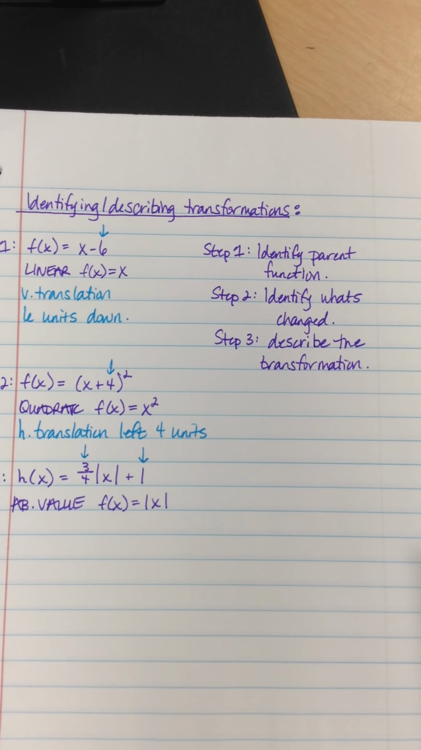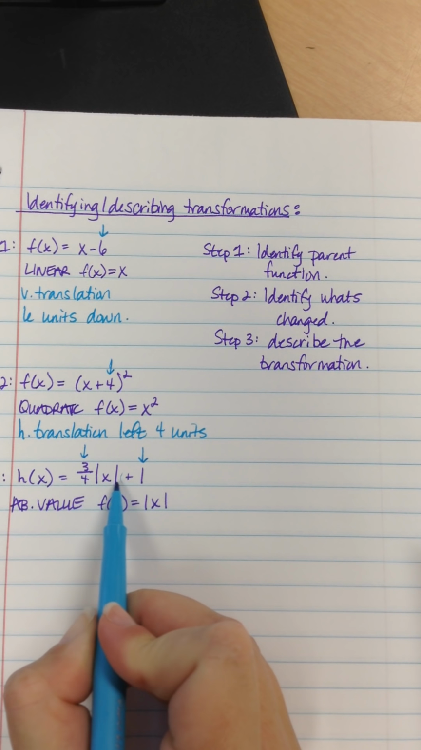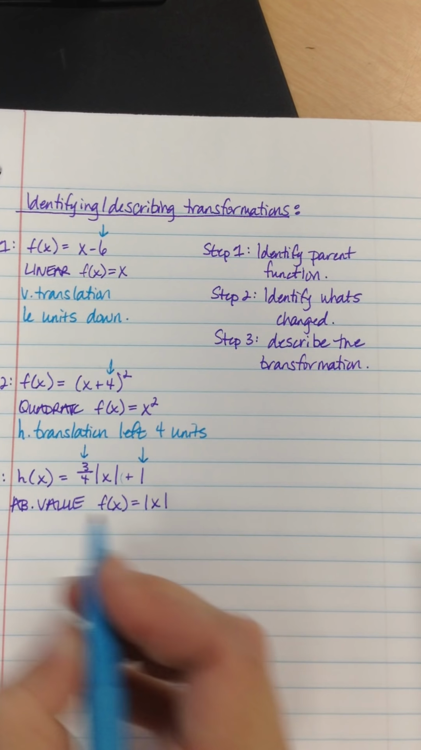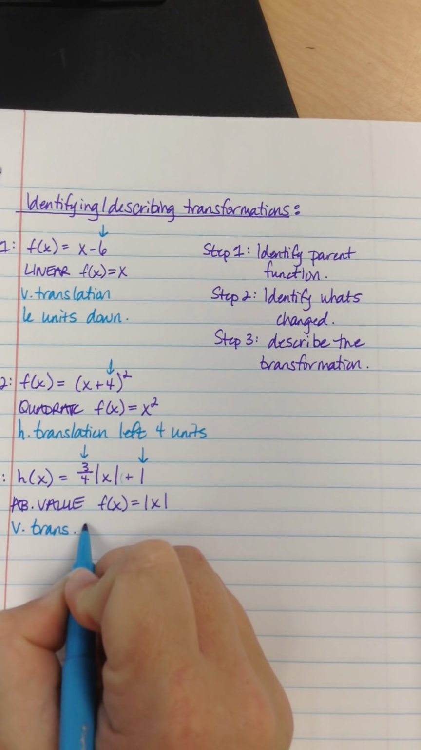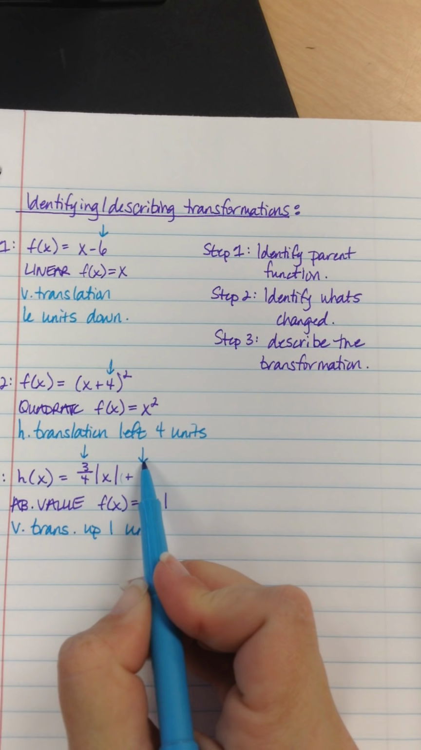So we've been talking about adding and subtracting. There's a positive 1 that's being added to the outside. Outside means we're going up and down. This is a vertical translation, up 1 unit. Okay, so we've taken care of this one.